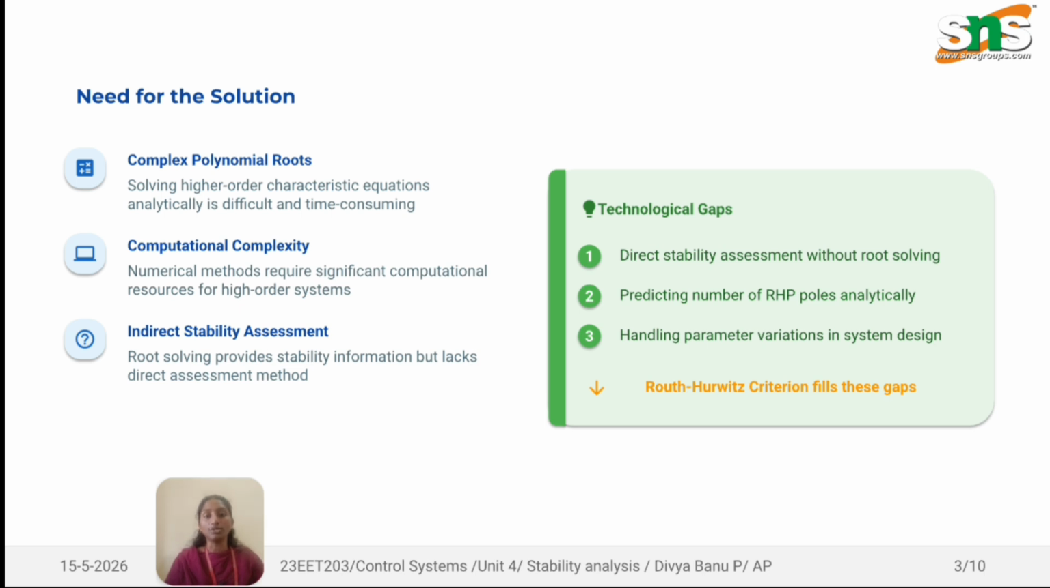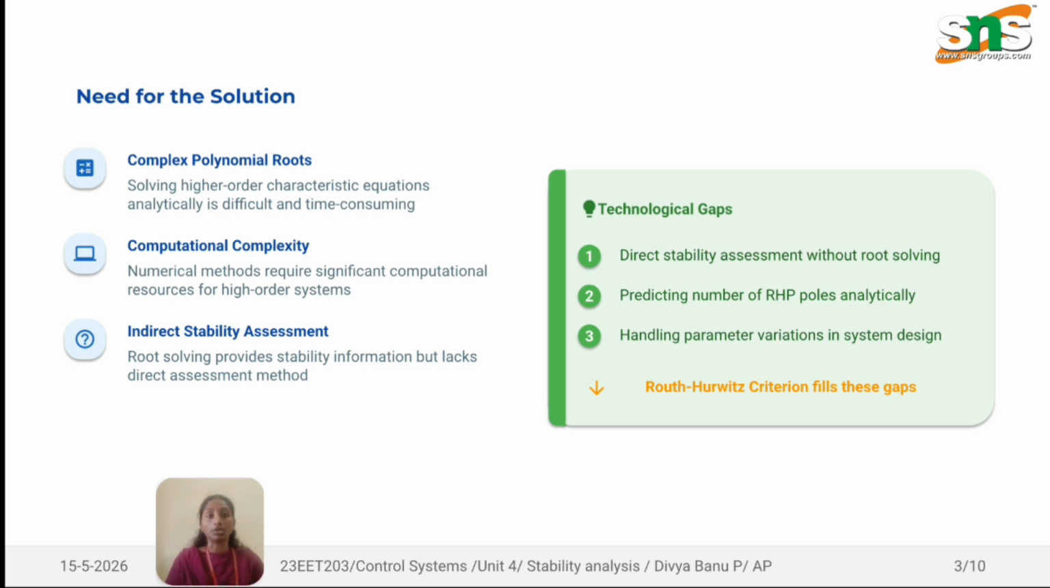Now, what are we going to do to find the solution? First, complex polynomial roots: solving higher order characteristic equations analytically is difficult and time consuming. Then computational complexity: numerical methods require significant computational resources for higher order systems. And indirect stability assessment: root solving provides stability information but lacks a direct assessment method. So this is the need for the solution.